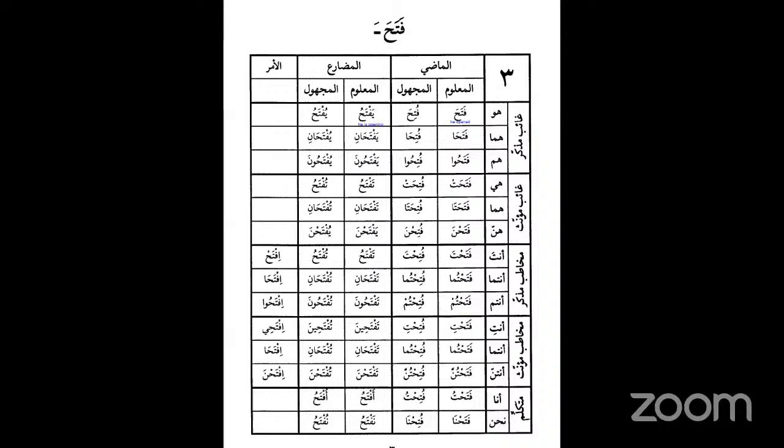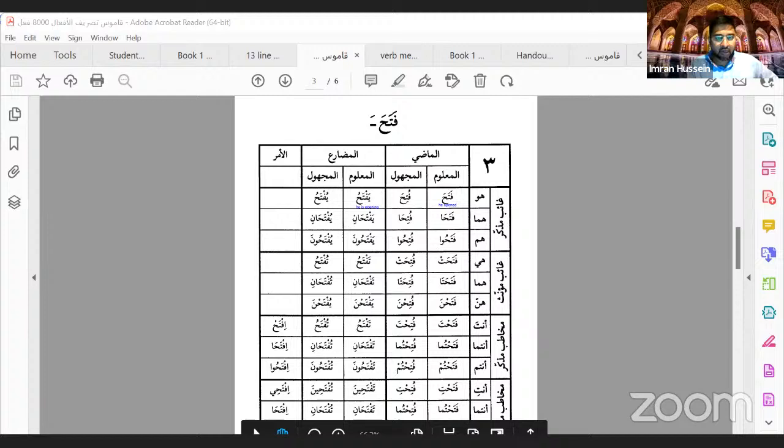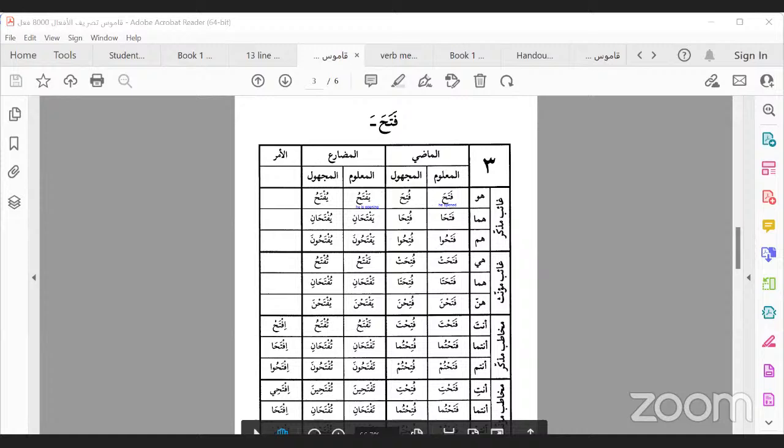Taftahu, one female, she is opening. Taftahani, two females opening. Yaftahna, more than two females opening. Taftahu, you one male opening. Taftahani, you two men opening. Taftahuna, more than two males opening. Taftahina, you one female opening. Taftahani, two females opening. Taftahna, more than two females opening. Aftahu, that's I am opening. Naftahu, we are opening. Okay, now how do you say I am opening? That's aftahu. How do you say we are opening? Naftahu.